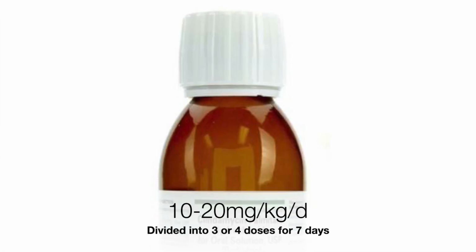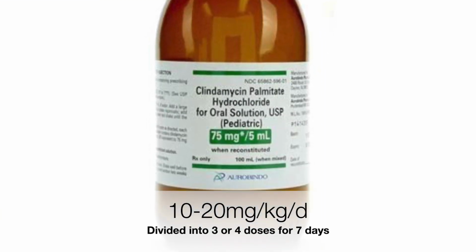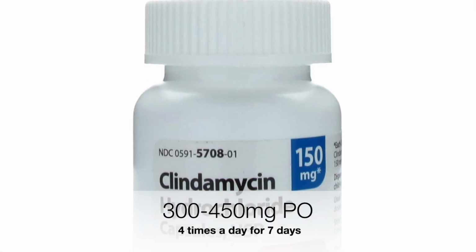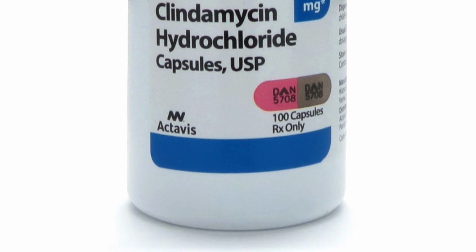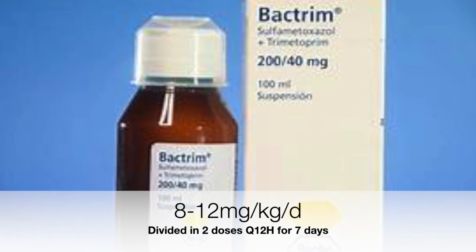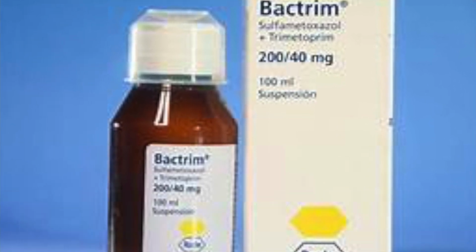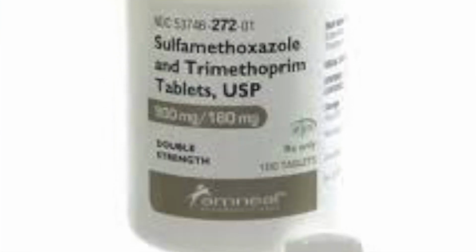If MRSA is suspected or confirmed, there are a couple of other oral antibiotic regimens that you may want to consider. Clindamycin 10 to 20 milligrams per kilogram a day divided into 3 or 4 doses for 7 days in children, or adults can take 300 to 450 milligrams 4 times a day for 7 days. You may also use trimethoprim-sulfamethoxazole 8 to 12 milligrams per kilogram a day divided in 2 doses every 12 hours for 7 days in children, or the double strength tabs 1 or 2 twice daily for 7 days in adults. It is important to know that penicillin and amoxicillin are no longer recommended for treatment of impetigo.